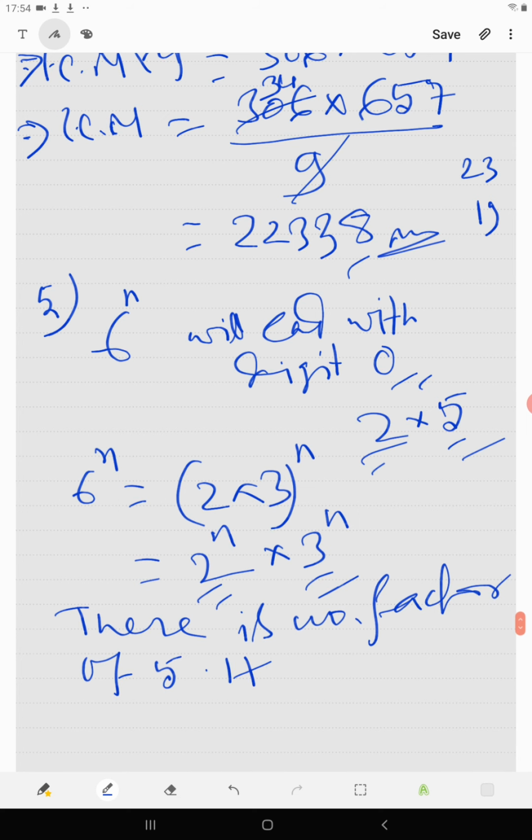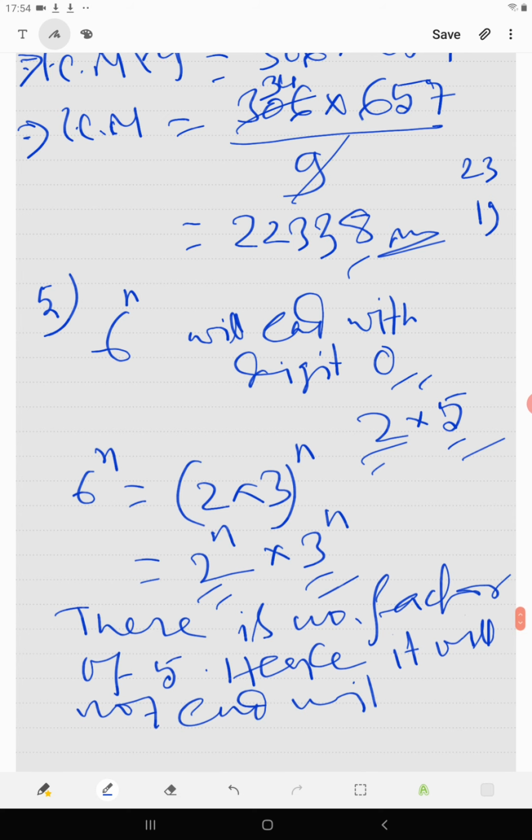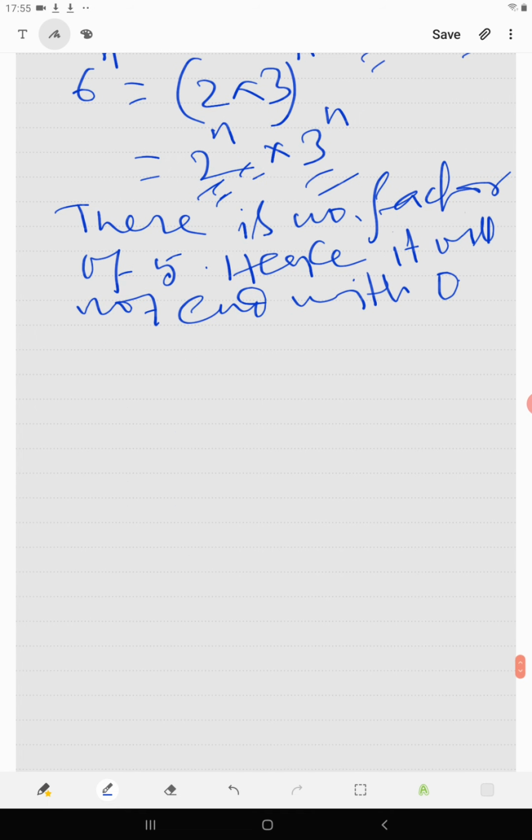Hence, it will not end with 0. As simple as that. You can see 2 is there, the power for 2 is there, but there is no power for 5. At least one 5 should be there, but that is not here, hence it will never end with 0. Okay, let's move on to question 6.